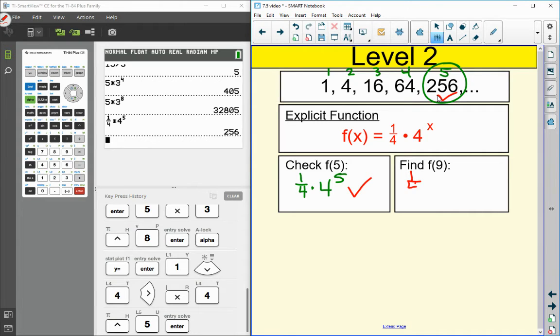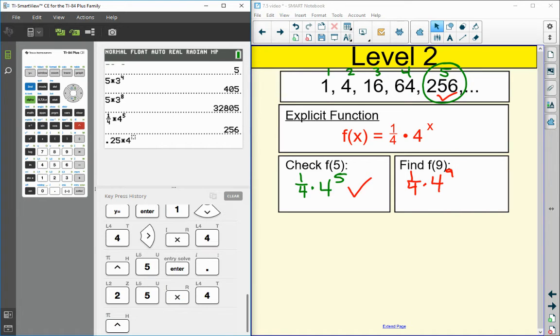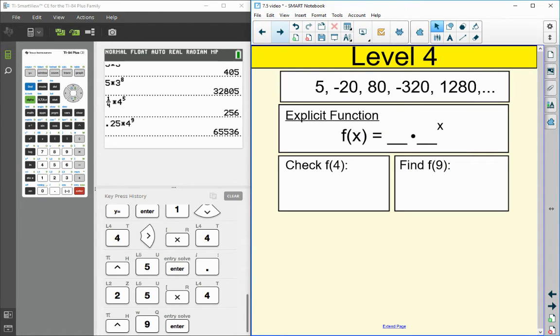So now I'm going to type in 1/4 times 4 to the 9 to figure out the missing value. This time, you know what? Let's do 0.25. I just want to show you that if you know that 1/4 is 0.25, you can use 0.25 and it's still going to work out for you. Okay, and so when I type that in, I get 65,536. Okay, moving to the next one.